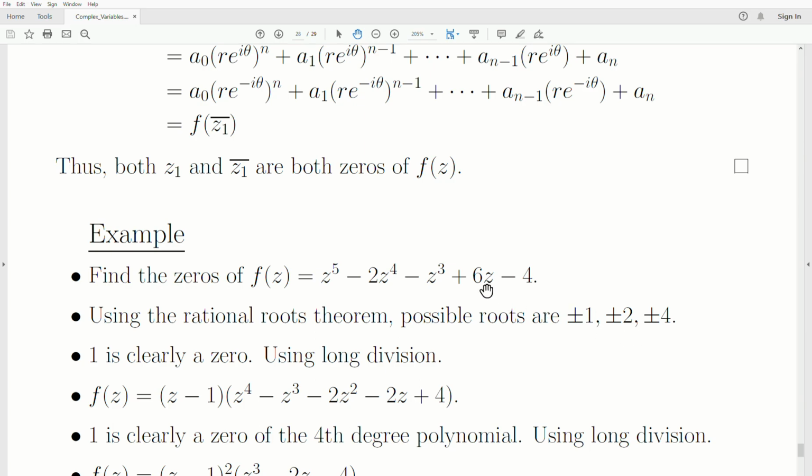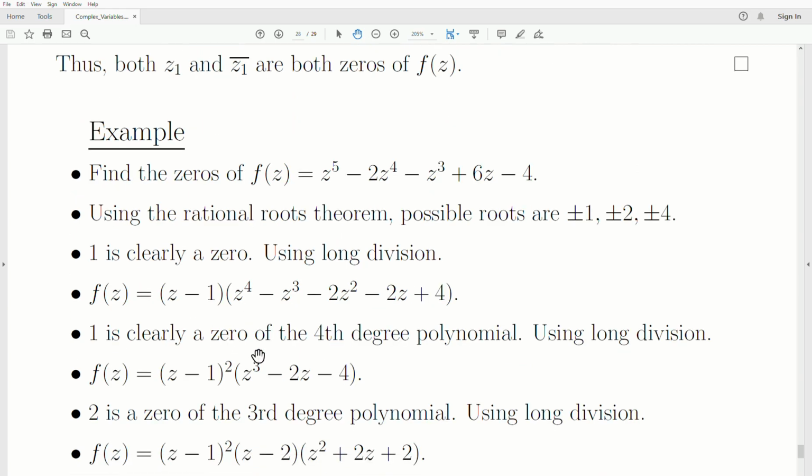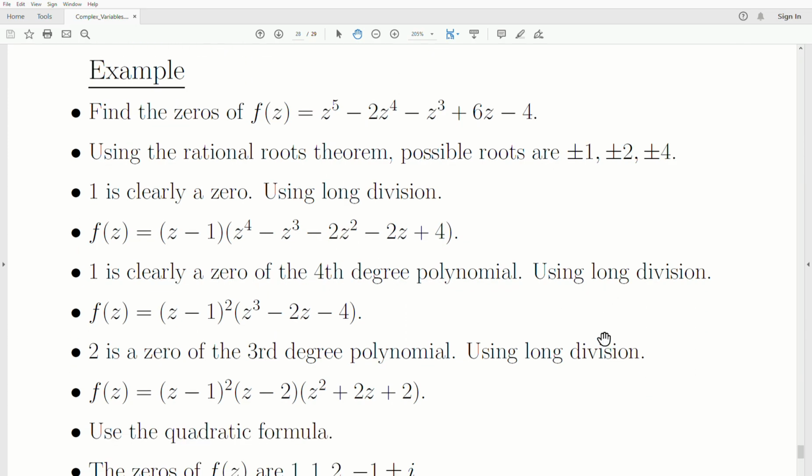Well, if you plug in 1, you get 0. So 1 is clearly a zero, and then we use long division to get this equation. Now we use the rational root theorem on this. It's the same possible rational roots, plus or minus 1, 2, and 4, but you can plug in 1 for z and you get 0, so it's clearly a zero of this 4th degree polynomial. Then using long division, you can get this expression.